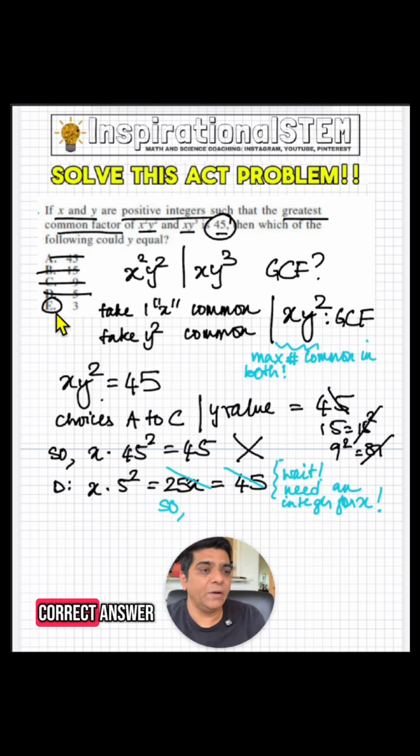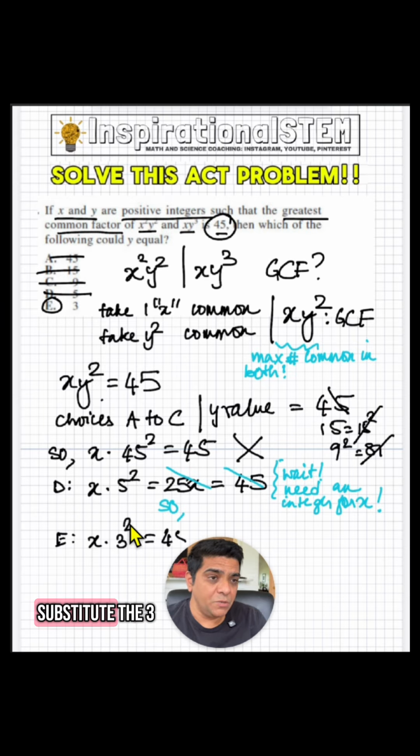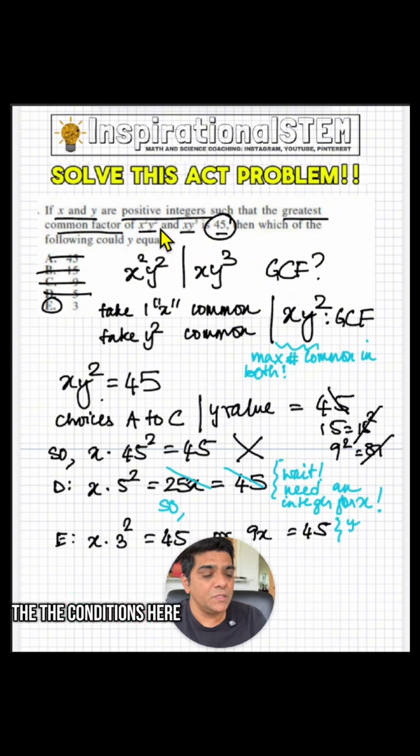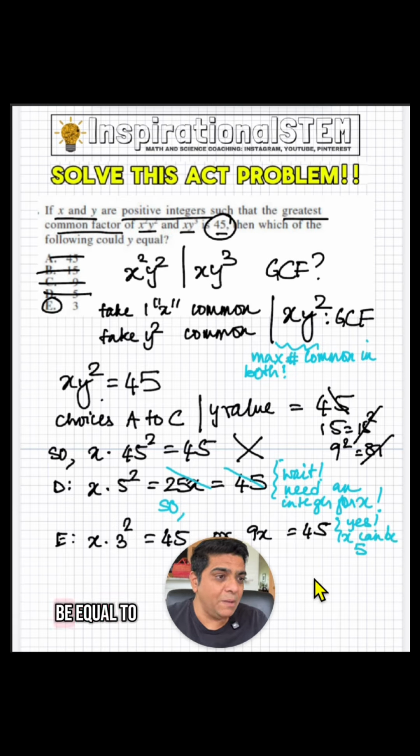That leaves 3. This is the correct answer. So let's just quickly check to see if that is indeed true. What we are going to do is just substitute: 3 squared is 9, 9x is 45. So of course x can be 5, 9 times 5 is 45. That fits the conditions here, the positive integer being okay. So that works perfectly for us. So x can be equal to 5, and we are able to take that choice, and that is the correct choice.